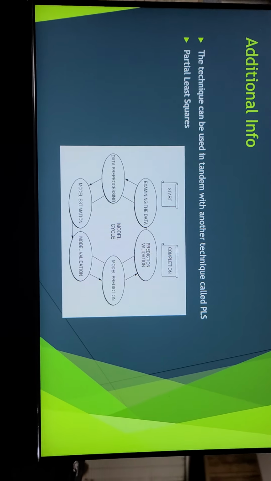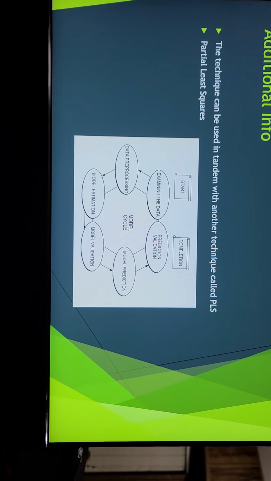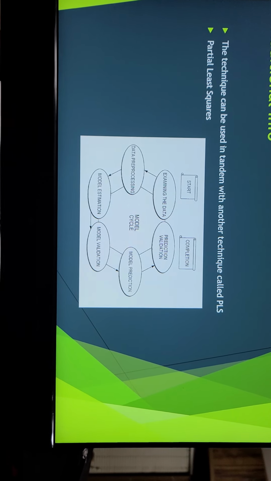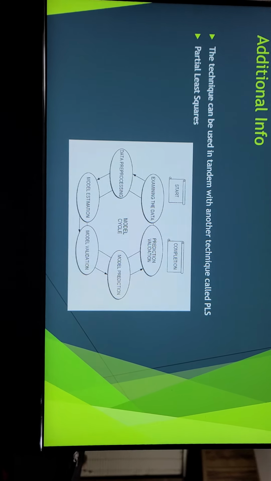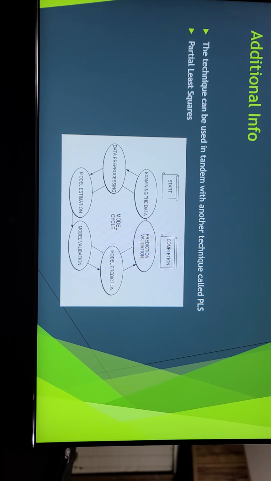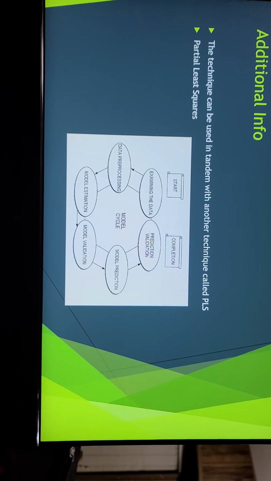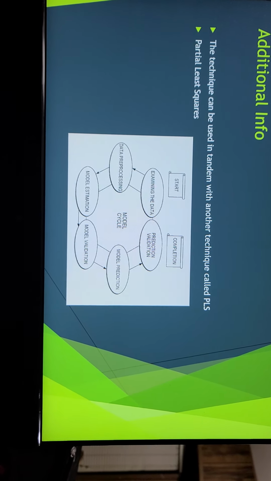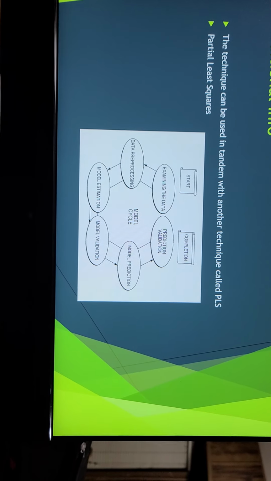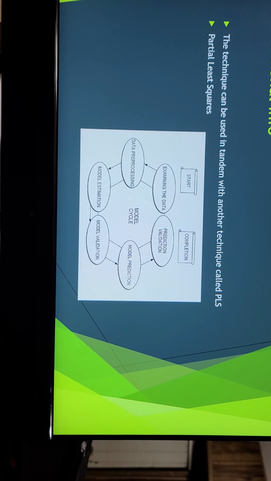and then just some little additional info. This technique can be used in tandem with another technique called PLS, which is partial least squares. So basically, it's a process of running your NIR, quantifying your data, run this technique, and then run this technique, or run this technique and then that, and then you just get more accurate results. And then I have a little picture of a model, where you start. So you examine the data, you process it, you make some estimations, you validate it, you predict some more, you validate the prediction, and you just kind of go in a circle until you're complete.